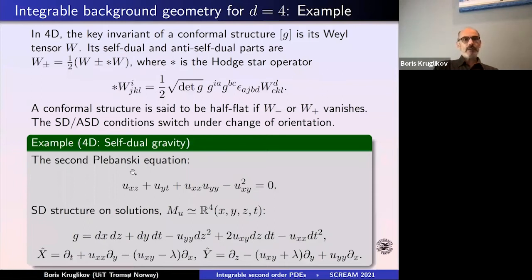Okay, for the second Plebanski equation, here it is. That's an equation in 4D, where you have four independent variables. Then you have the conformal structure determined by the algorithm which I described above. So here's a metric representative. And this conformal structure is self-dual. Okay, with the proper choice of orientation.